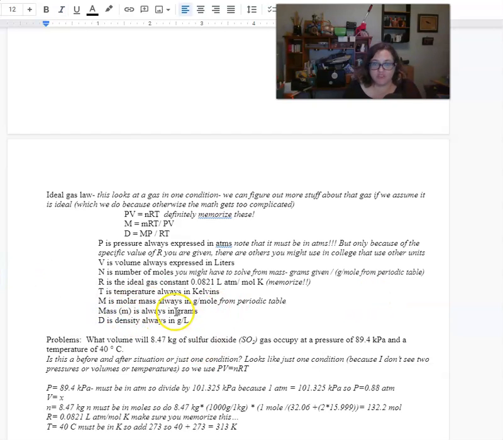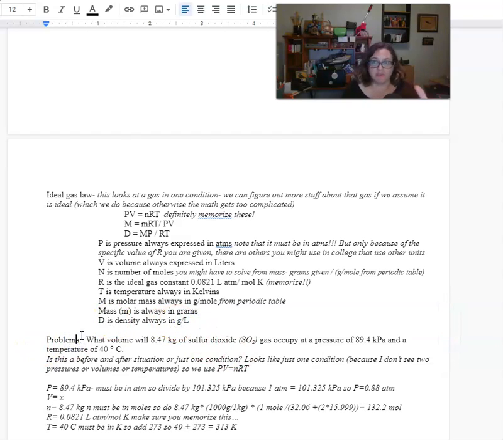Mass is in grams, which makes sense because the molar mass is in grams per mole. And then density is always in grams per liter. Remember, density isn't how much space something takes up. That's volume. Density is how much stuff is in a certain space. Gases, the more energy they have, the more space they take up. So the more energetic your gas particles are, the lower your density should be, because there's literally less grams in the same number of liters.